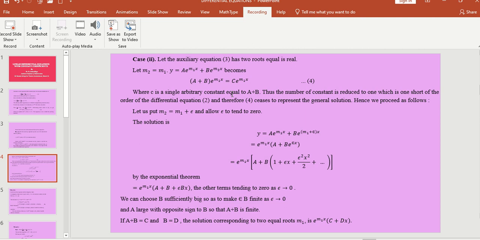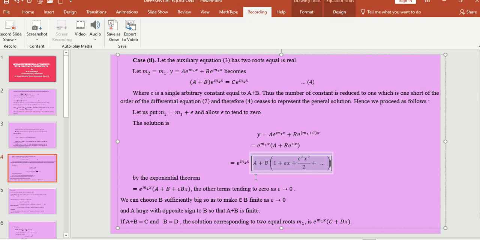Hence we proceed this way: let us put m2 equal to m1 plus epsilon and allow epsilon to tend to 0. Then y equal to a e power m1x plus b e power m1 plus epsilon into x. Now we take the common term outside, so we have e power m1x into a plus b e power epsilon x. Now we can represent this e power epsilon x in terms of the exponential series expansion, 1 plus epsilon x plus epsilon square x squared by 2 plus and so on. So we have this equation.